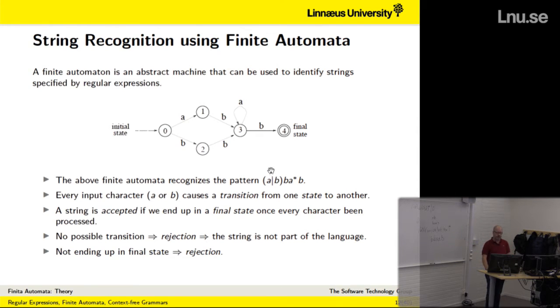Yes. And you can do it by trying to spell it out. B, B, B, A, B. You end up in the final state. If you can spell it out, starting from the initial symbol to the final state, then it is okay. If you cannot do it, then it's not okay.